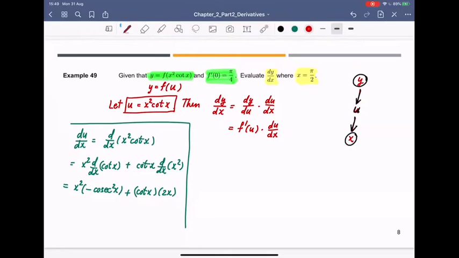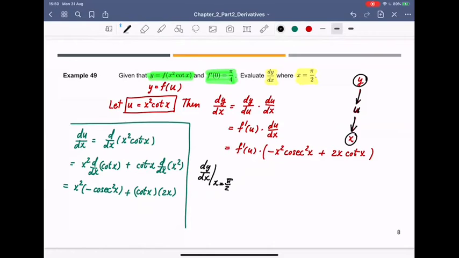Well, that means here I have f prime u times negative x squared cosec squared x, and then plus 2x times cotangent of x. So I just copy everything here. Simple. And then after that, I evaluate at x equal to pi over 2.